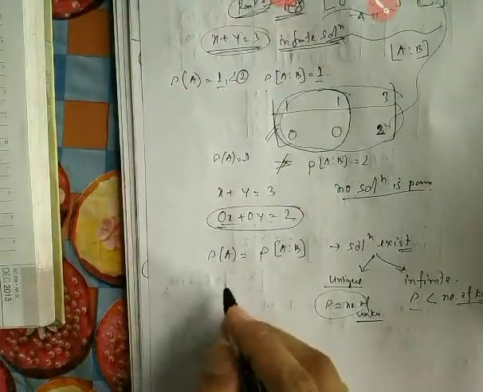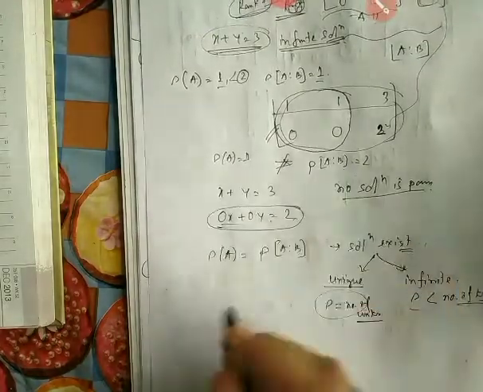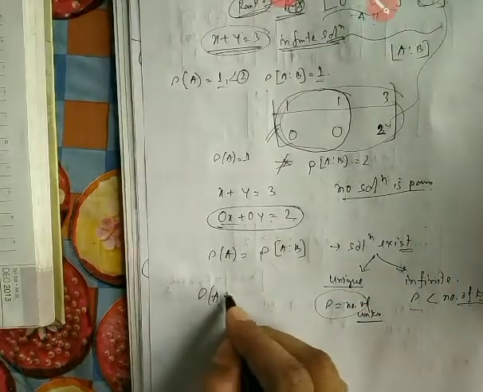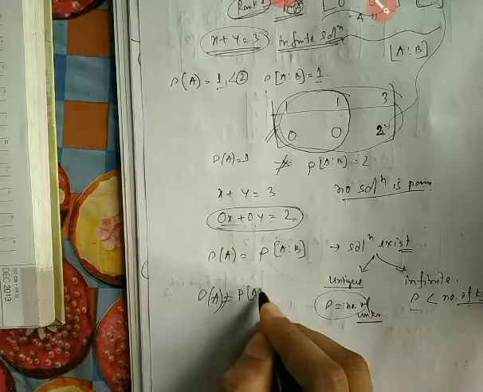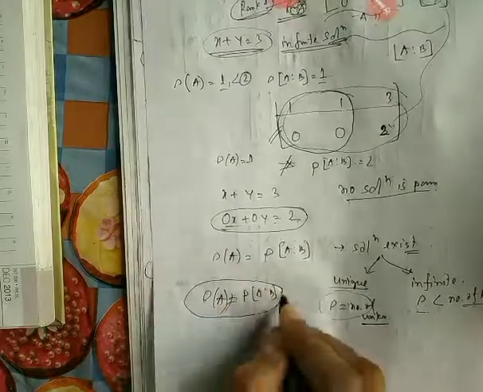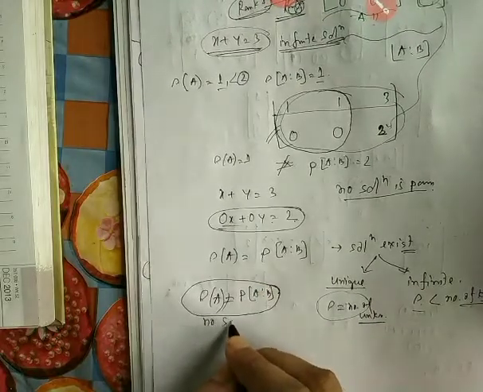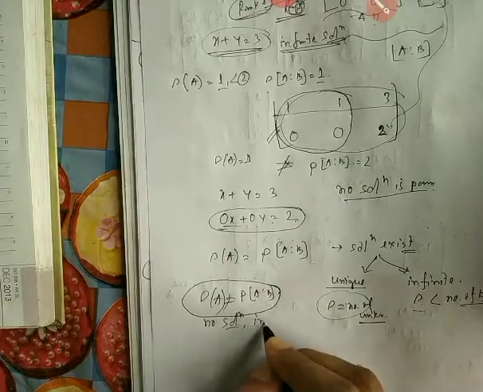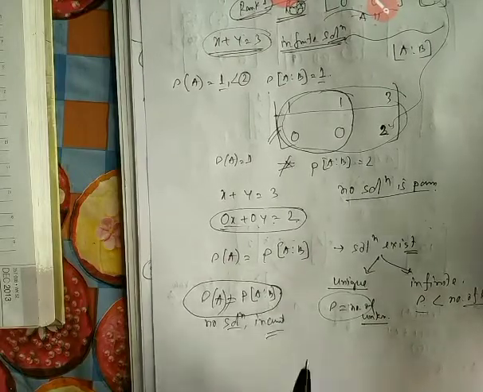And what is the condition for no solution? This is the condition: rank of A should not be equal to rank of AB. If both are not equal, then there is no solution, or we can write inconsistent. Now you are getting it.